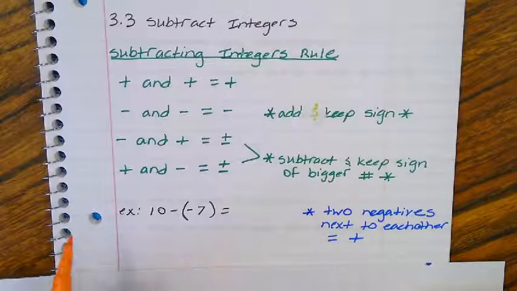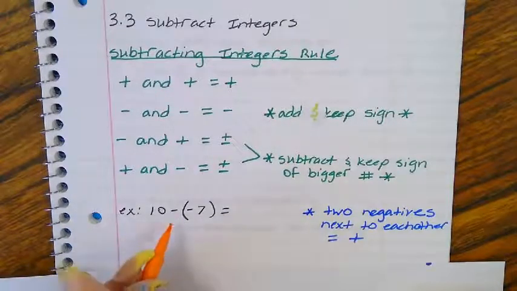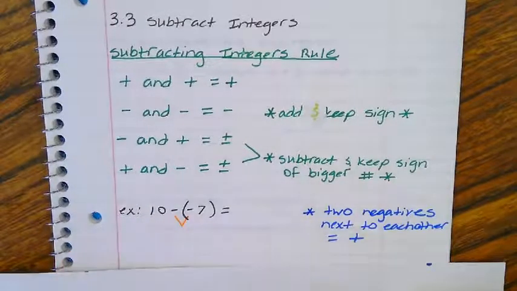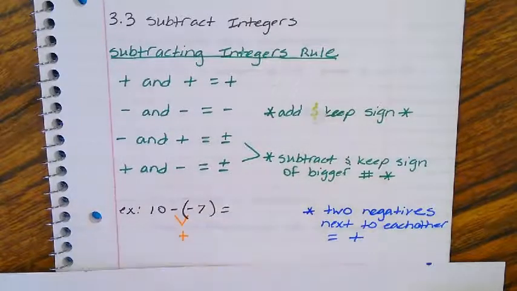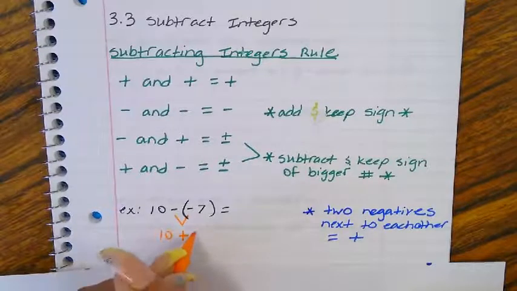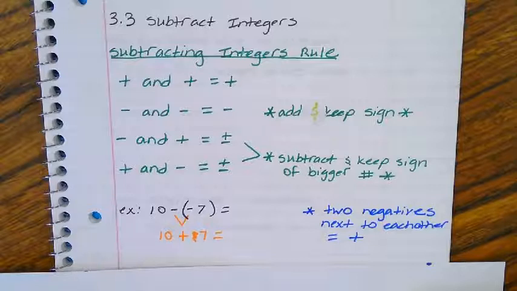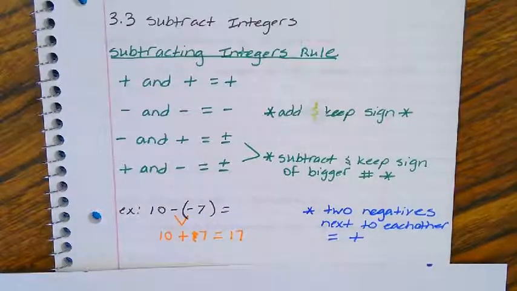Thank goodness. Okay, so if we have 10 minus negative 7, we have these two negative signs right next to each other. And like our little note in the blue says, we're going to change that into a positive. Then all we have to do is bring down our numbers. And so 10 plus 7 is 17. So that's all we do in that case. Two negatives next to each other will become a positive, and then we just go ahead and add it up.